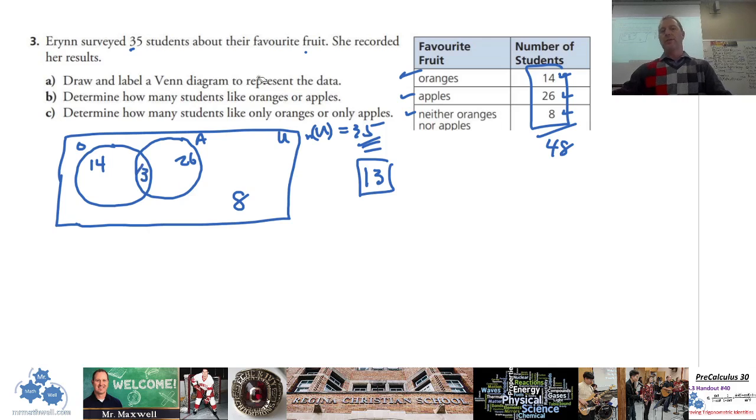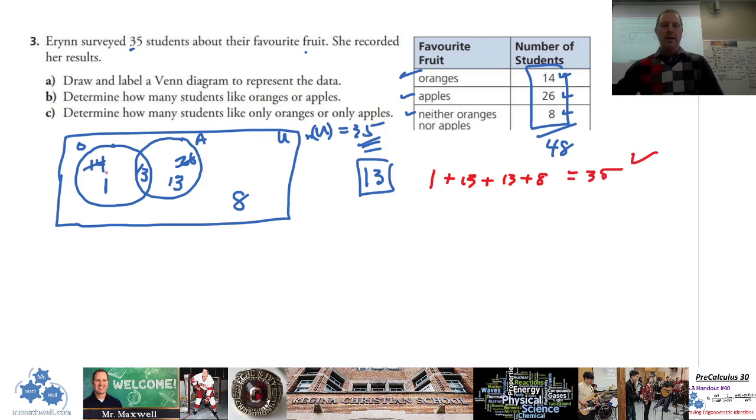So what you need to remember is that when you add a 13 in here, really you're just shifting this number around. So this 14, you have to take the 13 away and show a number 1 there, because there still has to be a total of 14 inside this O circle. And also we need to take 13 away from here, which leaves 13. So 13 like both apples and oranges, and 13 only like apples. Now if we add these numbers up, 1 plus 13 plus 13 plus 8, that's 27, and 8 is 35. So that is equal to 35. That's perfect. So 1 likes oranges only.